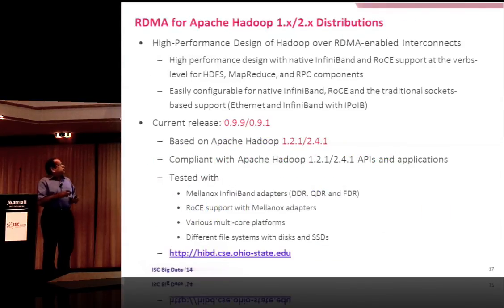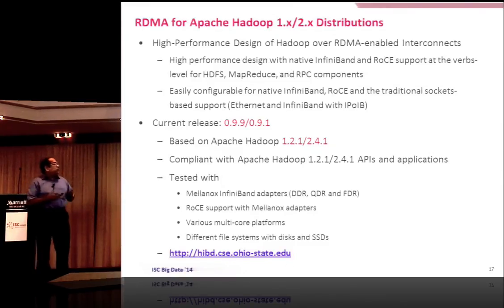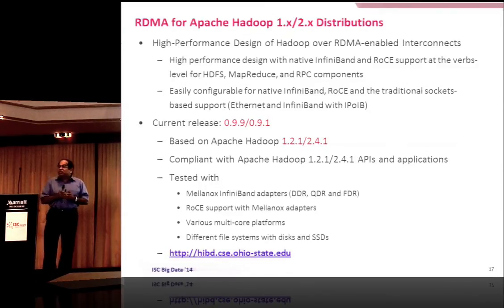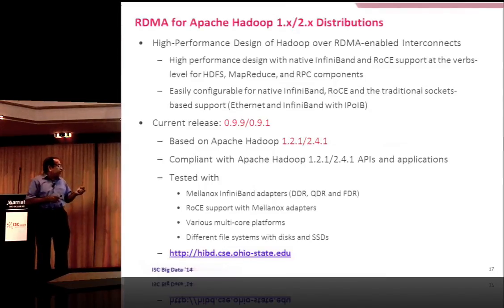This goes into a little more detail, especially on the Hadoop release. We have a 1.x, based on 1.2.1, that has complete support for HDFS, MapReduce, and RPC. It supports both InfiniBand as well as RoCE, and it can also be configured to be used on the traditional socket. So you can do the kind of analysis or evaluation I'll be showing here yourself by just reconfiguring it. In the 2.x, so far we have only pushed out the HDFS component, and we are working on MapReduce and RPC, and it will be available as an integrated package very soon.